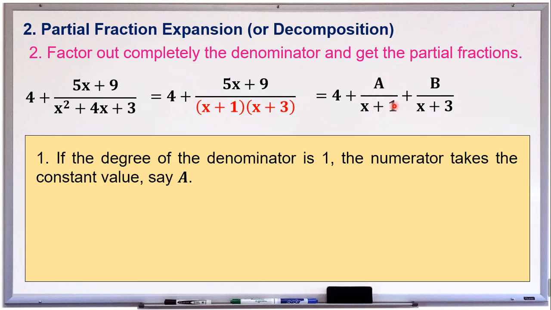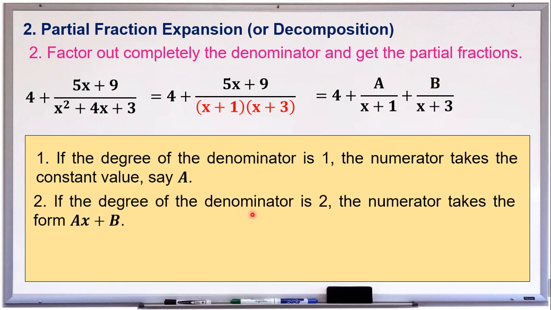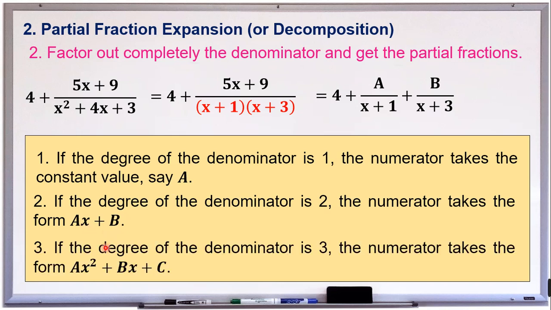Then our second partial fraction is for the factor x plus 3. Since the degree is still 1, we use a constant value for our numerator, and we assign another constant, that is b. Now if the degree of the denominator is 2, that is x squared, for example x squared plus 2, then the numerator takes the form ax plus b. If the degree is 3, then the numerator takes the form ax squared plus bx plus c.